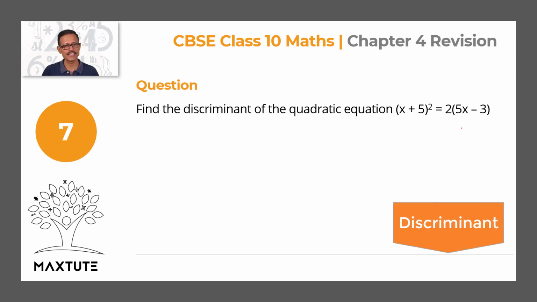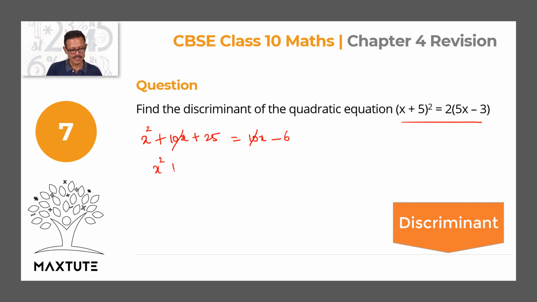So here is a question to quickly consolidate it. Find the discriminant of this quadratic equation. Let's expand it and first see it as a quadratic equation. This is of the form (a plus b) the whole square, which is a square plus 2ab plus b square. So x square plus 10x plus 25 is equal to 10x minus 6. Take the 10x to the left hand side, it gets cancelled. We have x square, and the 6 comes to the left hand side, plus 31 equals 0.